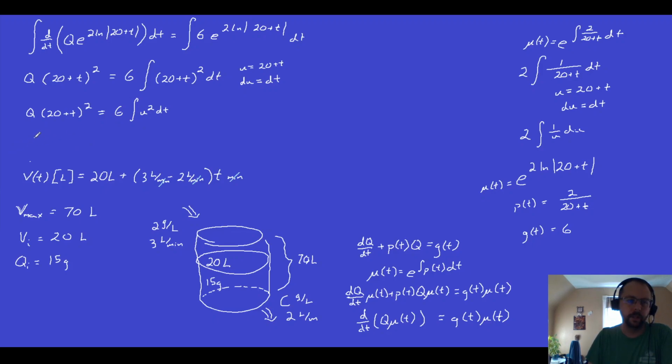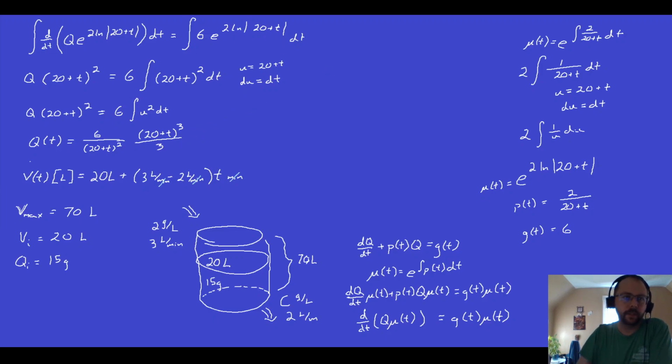Yeah, so Q equals Q of t. I'm going to go ahead and divide both sides by this. So we have 6 over (20 plus t) squared, times u, except I'll go ahead and fill in the u. u is 20 plus t, so (20 plus t) cubed divided by 3.